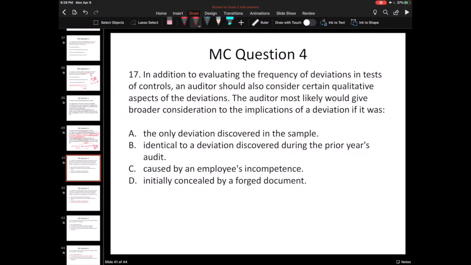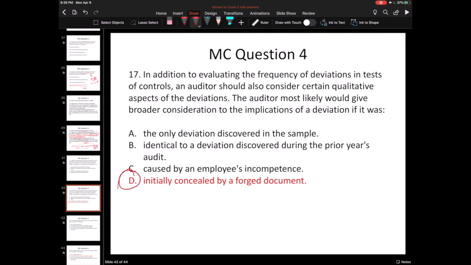In addition to evaluating the frequency of deviations in tests of controls, an auditor should also consider certain qualitative aspects of the deviations. The auditor most likely would give broader consideration to the implications of the deviation if it was, so the answer here is D. I don't think people are ever confused about this one. I think you guys are always solid on the fact that this should be D.